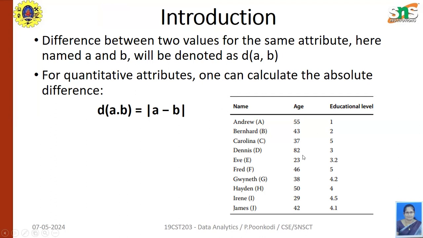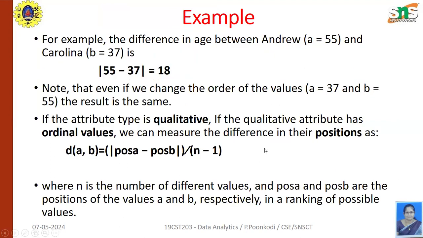For that example, this will be the input data set. Consider the example: the age of Andrew and Carolina is given. A is 55 and B is 37. Then the difference between these two ages is 18. If you replace it with 37 minus 55, it will also give the same output. Even if you change the order, it will not affect the result.